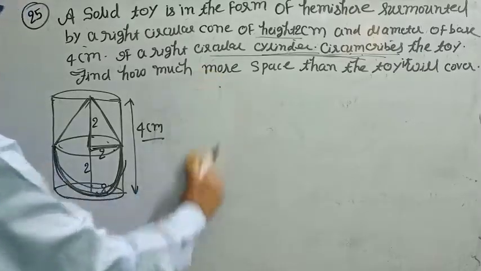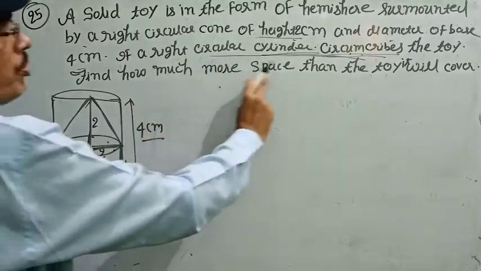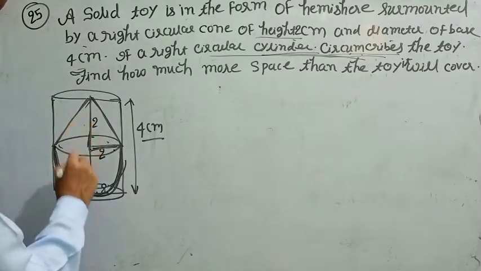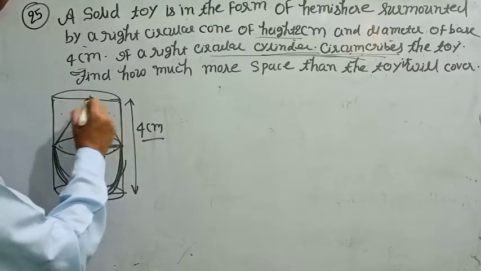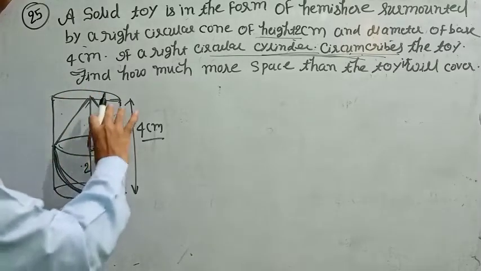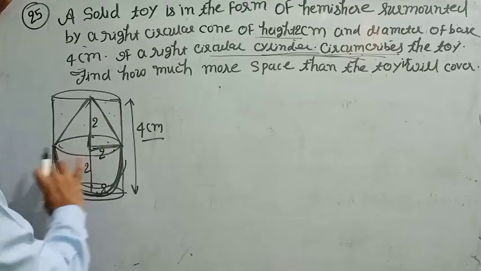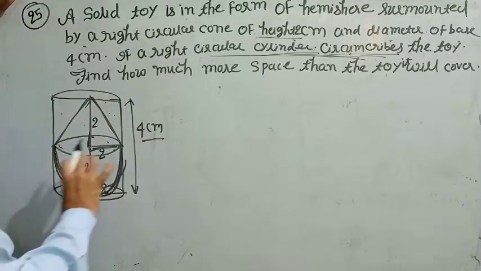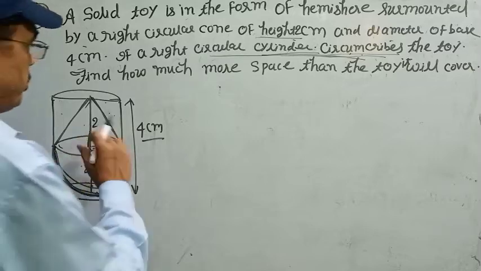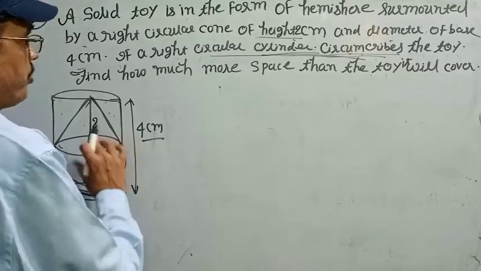So your question is to find how much more space than the toy it will cover. That is, how much more space you can put in the cylinder. That means the volume of this toy subtracted from the volume of the cylinder gives how much space. So first you find the volume of this toy.